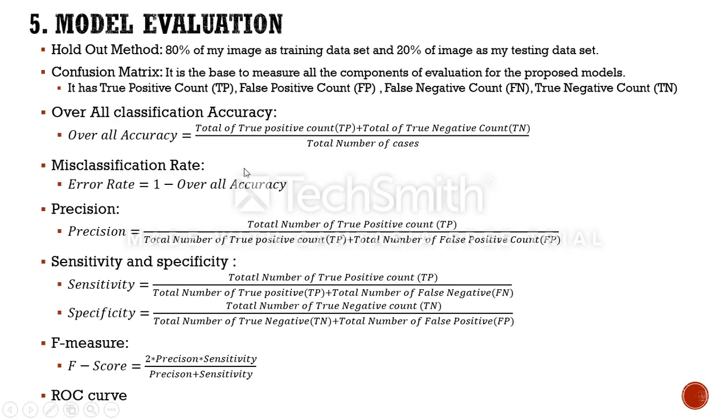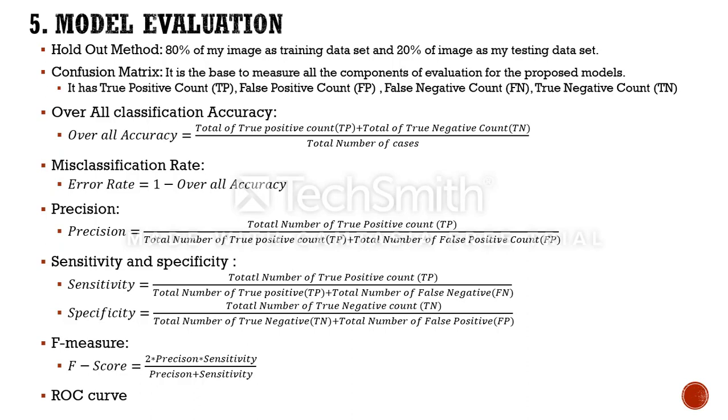For model evaluation, the method is hold-out: 80% of the images I consider as training images and 20% as my testing data set. Then the confusion matrix and overall classification accuracy, which all authors use for classification rate and misclassification rate. Precision shows how well the model is precise for a particular label, a particular classification. Why do I want to use sensitivity and specificity?